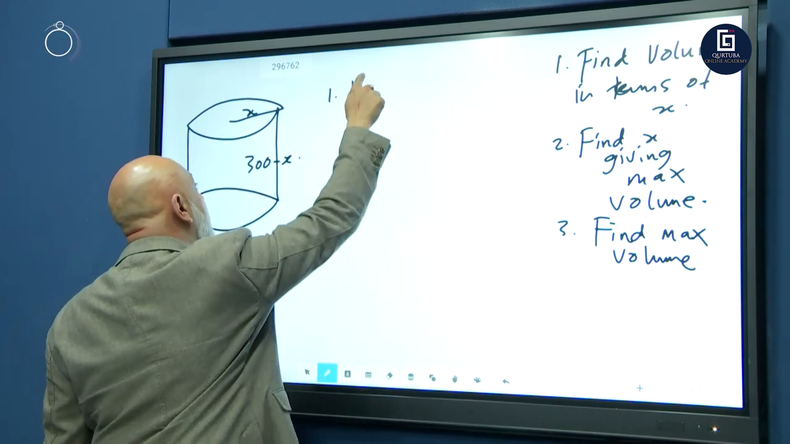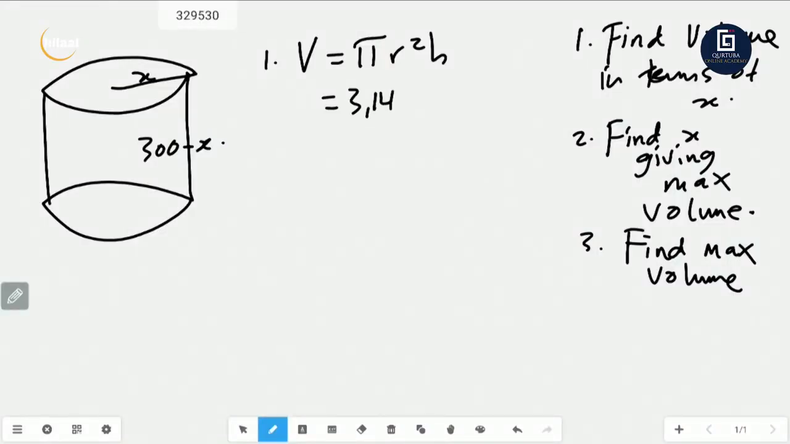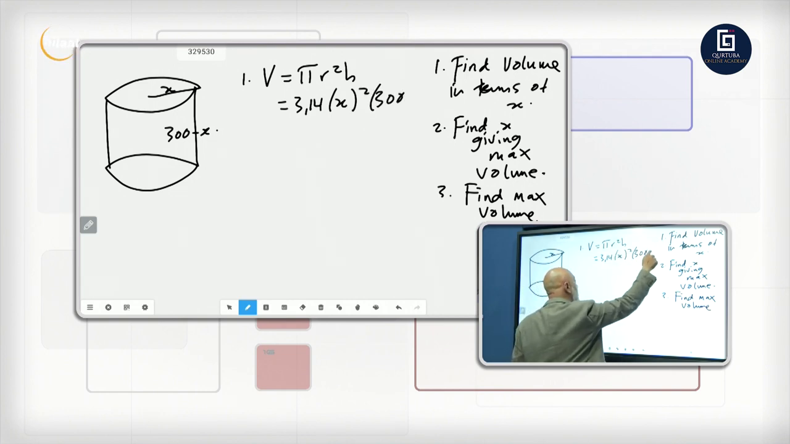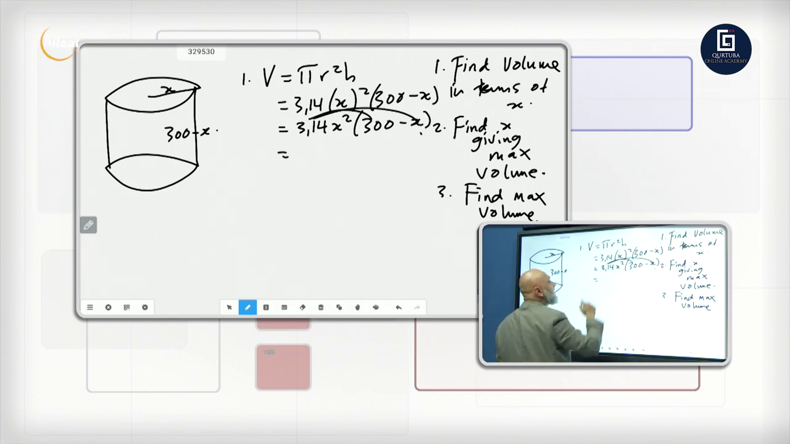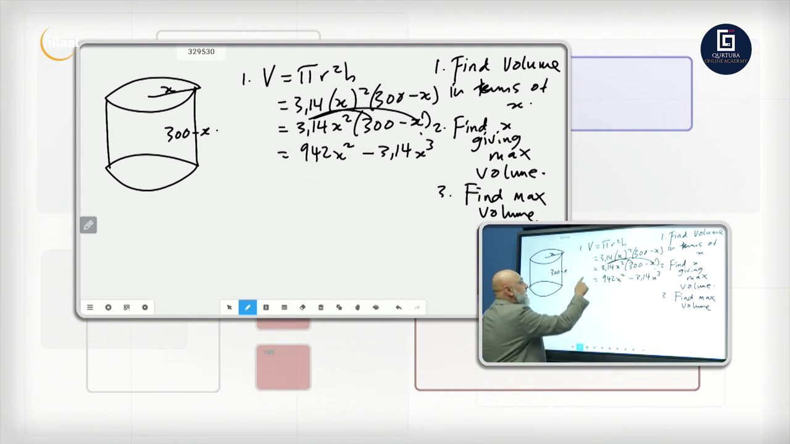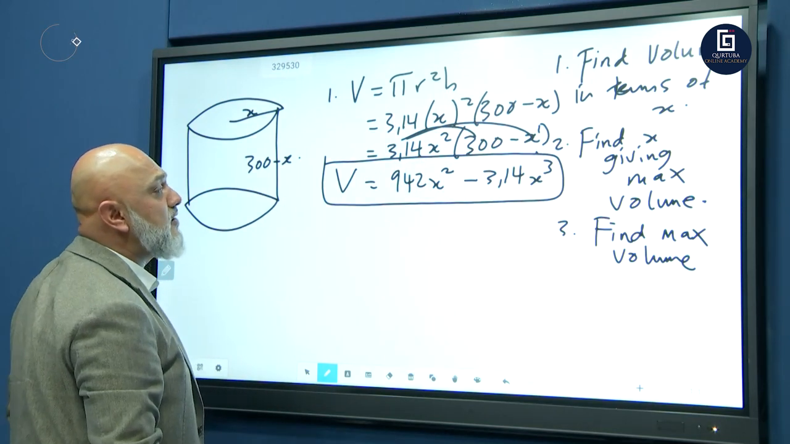The volume of a cylinder is equal to pi r squared times height. Pi is 3.14 times r, which is x, squared, and your height is 300 minus x. So this gives me 3.14 x squared into 300 minus x. If I multiply this out, 300 times 3.14 gives 942 x squared, minus 3.14 x squared times x, which is x cubed. So that is your volume in terms of x: 942 x squared minus 3.14 x cubed.